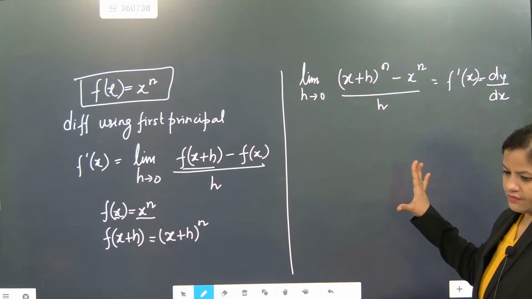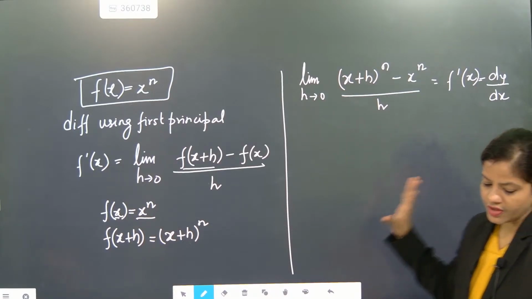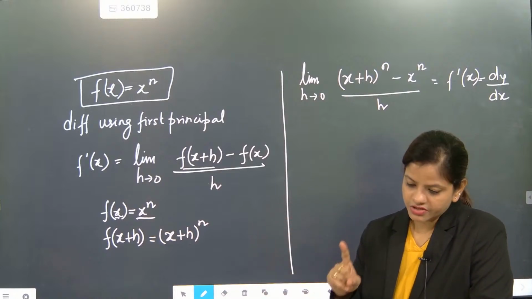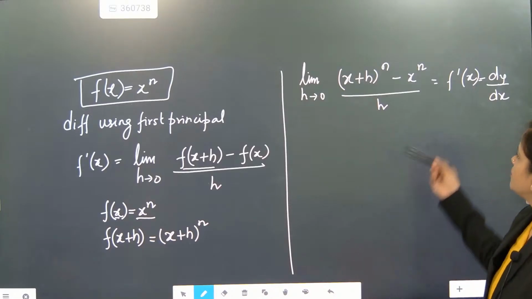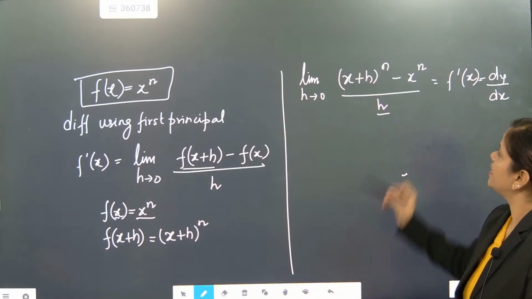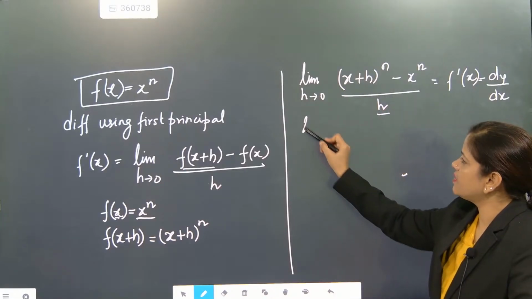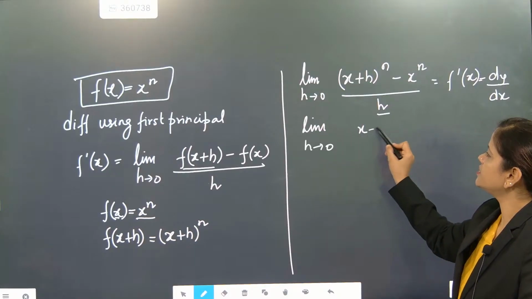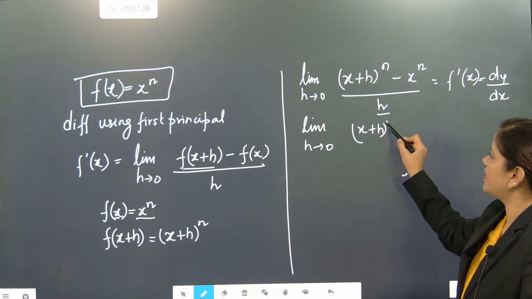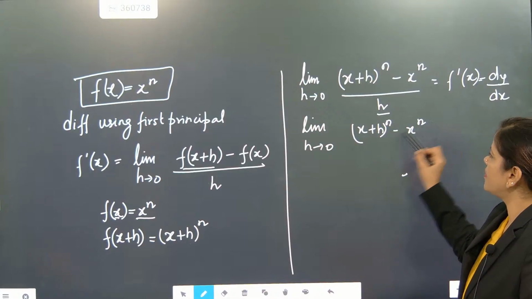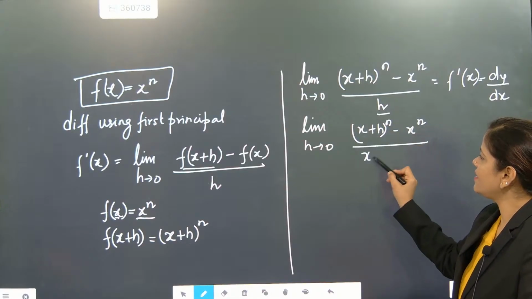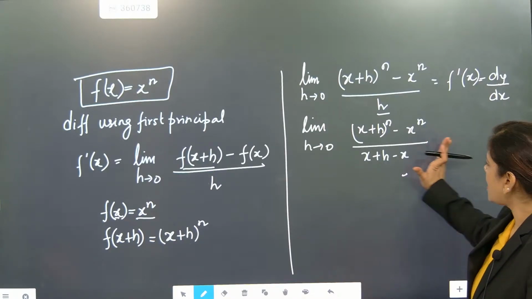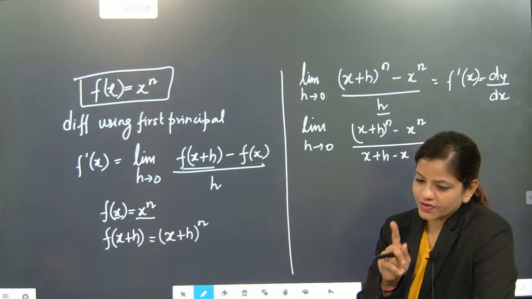We don't have any other formula. Then how are we going to proceed with this? Check one thing. I'll do it. First, beta, x is there, h is there. Can I write one thing? Limit h tends to 0, x plus h to the power n minus x to the power n. Can I add x here and subtract? Because our basic idea is to use one formula.